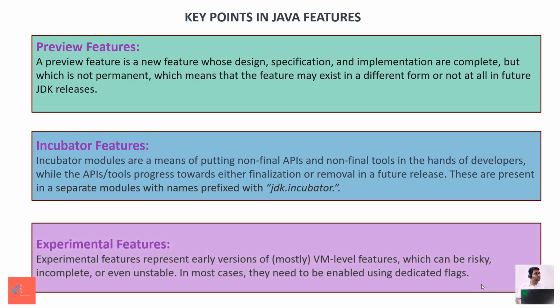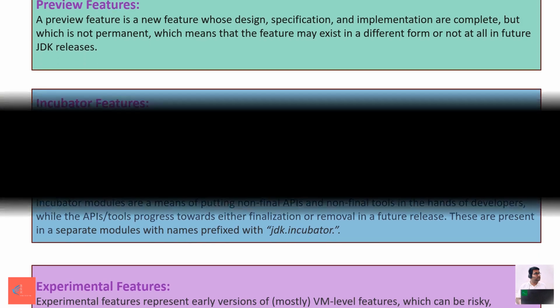Next key point is experimental features. Experimental features represent early versions of mostly VM level features. These can be risky, incomplete, or even unstable. In most cases, they need to be enabled using dedicated flags. These keywords you will read and hear more in the next videos. That is why it is important to note them down.